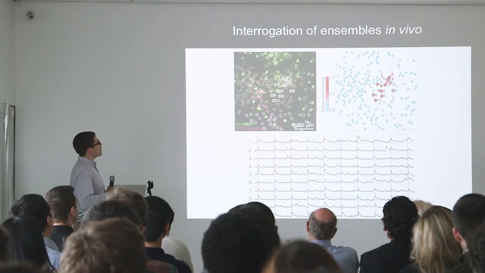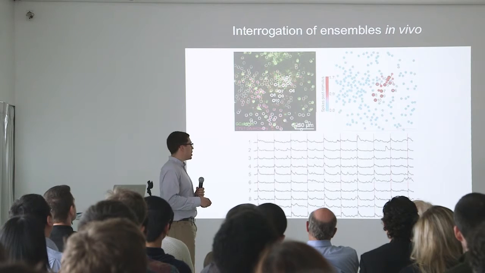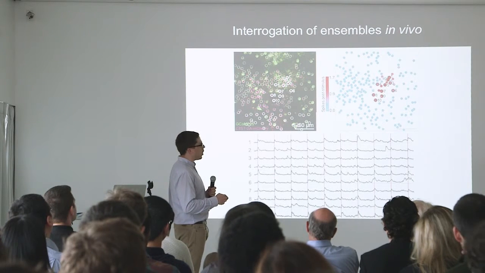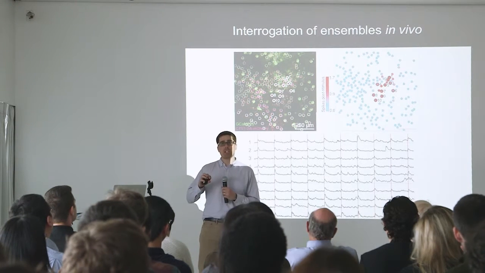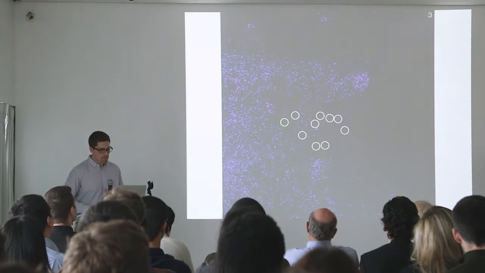And again, because we're simultaneously reading that out, we're simultaneously recording all that activity, we can see the activation in those neurons, but also in downstream neurons. So we can start to look at how this information is propagating through these neural circuits.